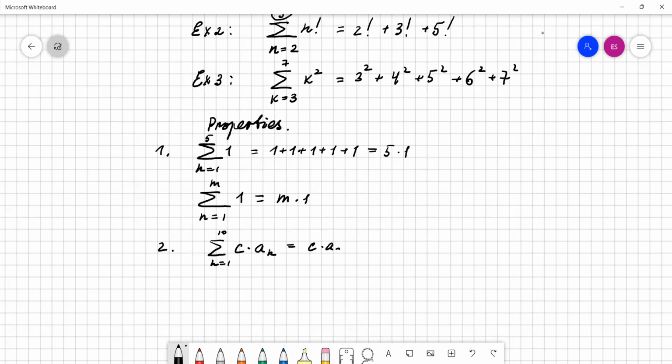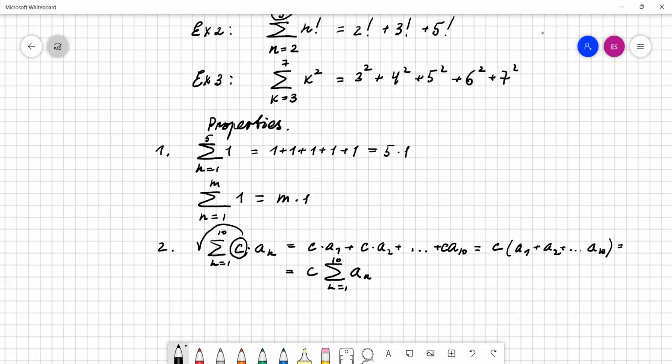It's going to be constant by a1 plus constant, the same constant by a2, and plus 10 other terms, a constant by a10. Because the constant is the same everywhere, you can take it outside of your parentheses. So it's a1 plus a2 up to a10, which is going to be equal to constant and then sigma of an, from 1 to 10. You see that the constant can be taken outside of a sigma if it's the same constant for all terms.